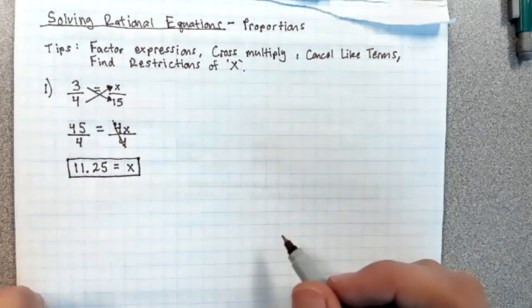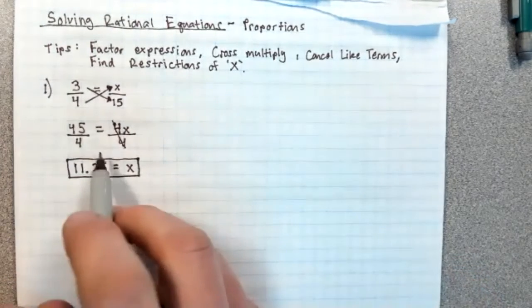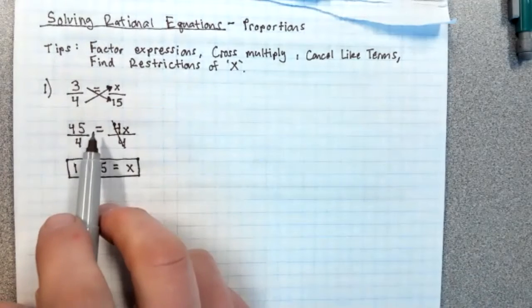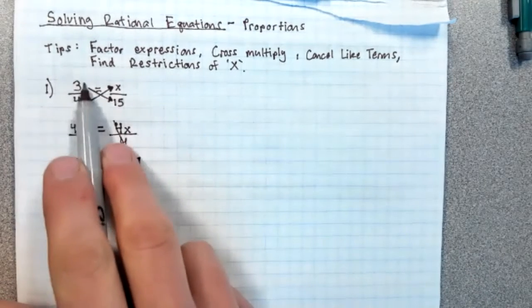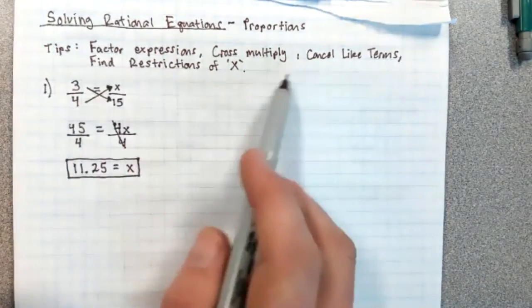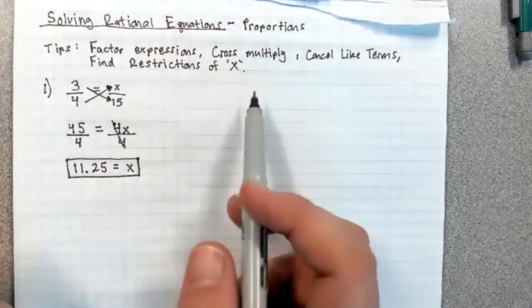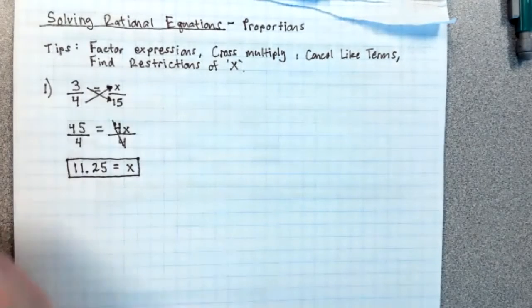Okay, so this is really the process that we're going to follow. Obviously, the problems in Algebra 2 get a little bit more difficult. We'll start with some more complex expressions here. But as long as you follow these tips with factoring first, canceling like terms, cross multiplying, and then solving, we should be just fine with this section.